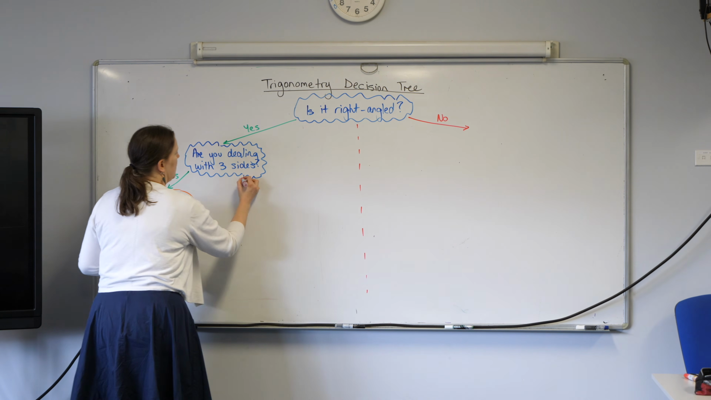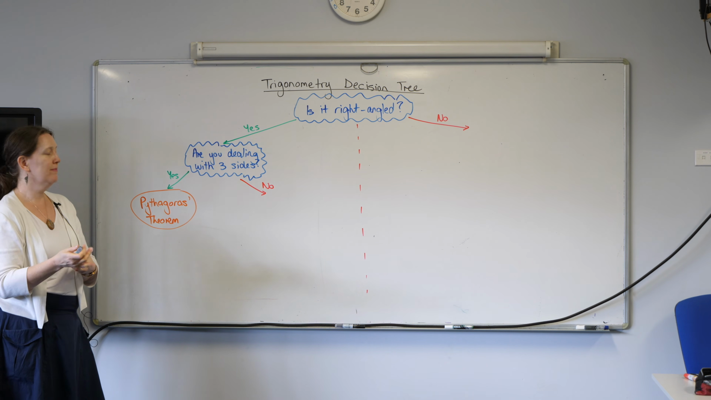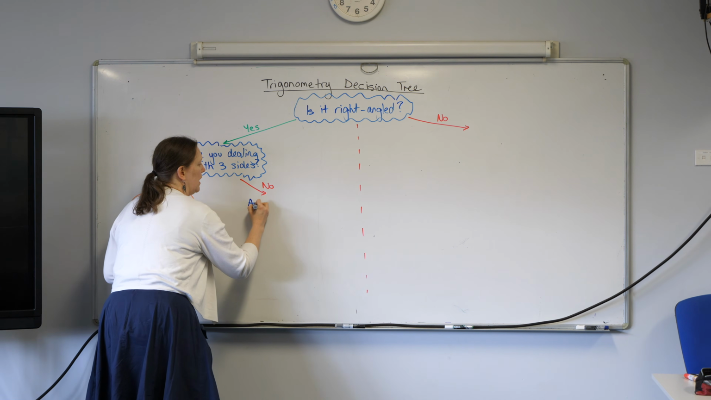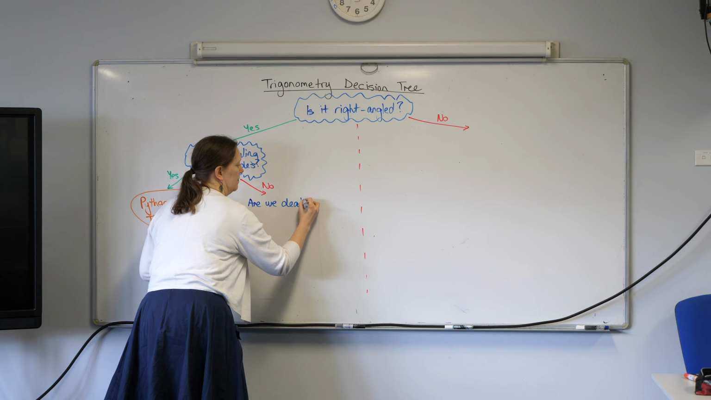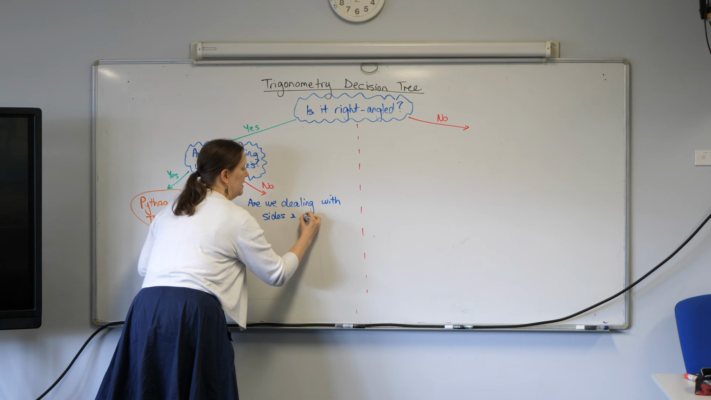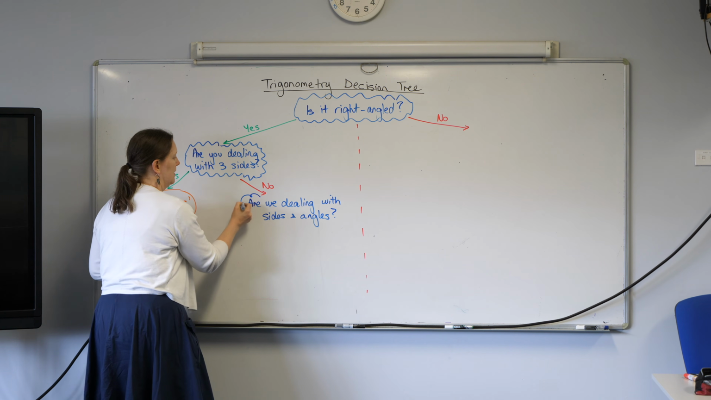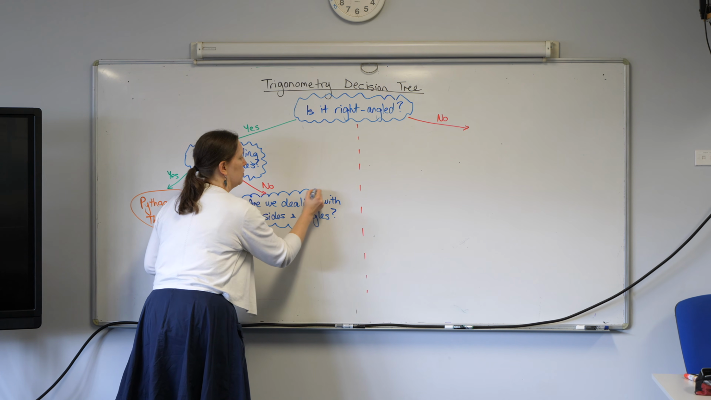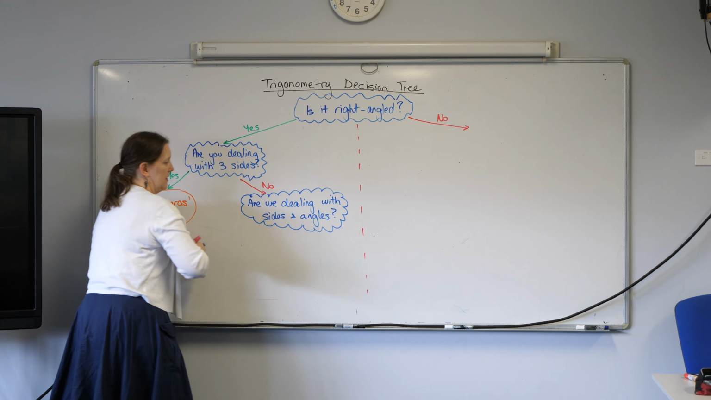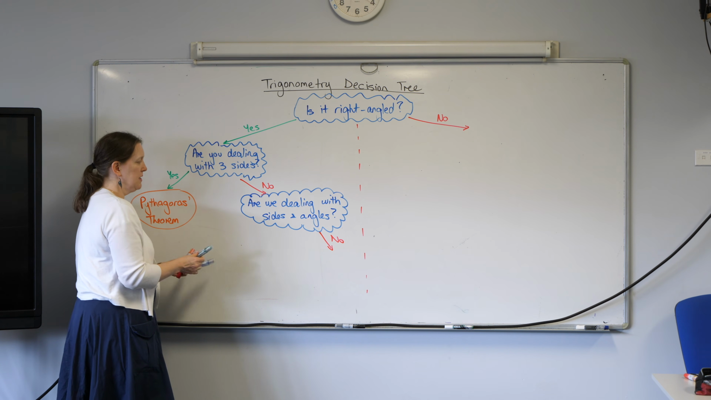If you're not dealing with three sides, so we go down the no branch, what could we else be dealing with? Well, are we dealing with sides and angles? Any number of sides and angles, because sometimes we disguise them. We've already picked that it's a right angle triangle. We're dealing with sides and angles. I've got my no branch, which we'll talk about in a second, and my yes branch.